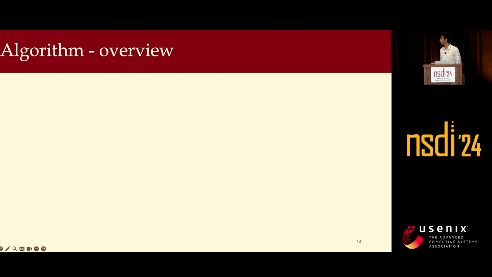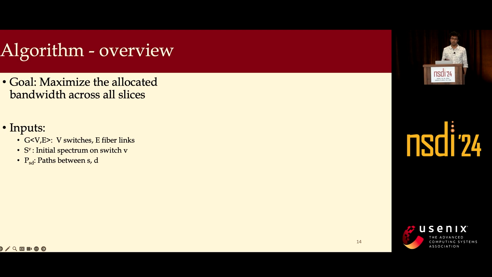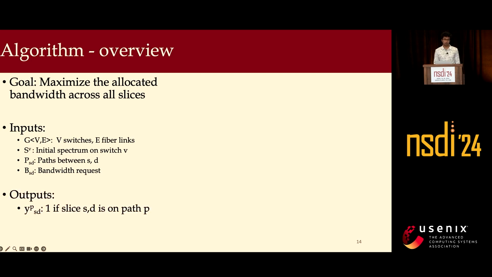So I'll give you a brief overview of the algorithm with these constraints implemented. So the goal of the algorithm is to maximize the allocated bandwidth across all requested slices, and the inputs to the algorithm are a graph of the network topology where the nodes are optical circuit switches and edges are fibers, and then the initial spectrum state of every fiber, and then the slices and their associated paths, and what's the bandwidth request of each slice. So what the algorithm outputs is essentially this: which path is picked for a particular slice and what part of the spectrum on each fiber on that path is allocated to this slice.